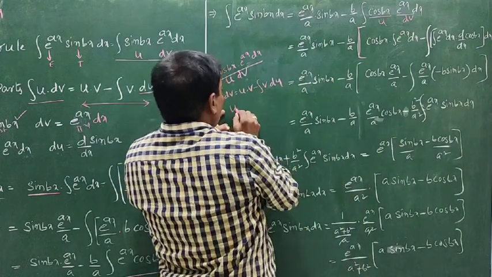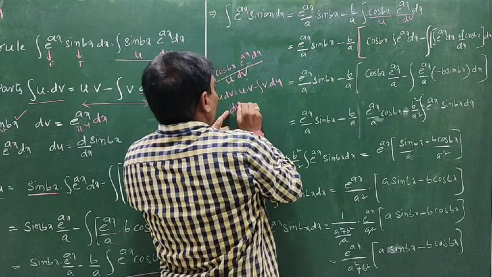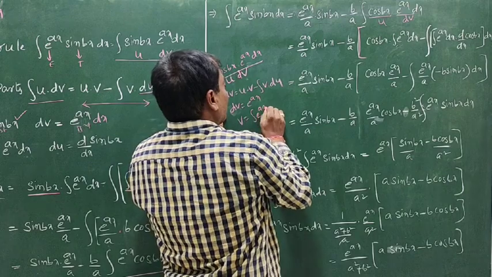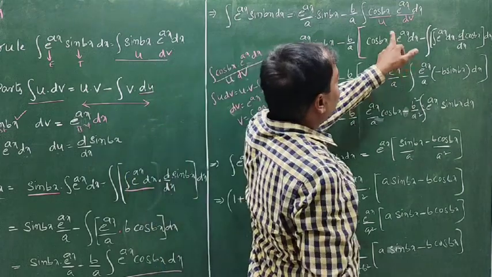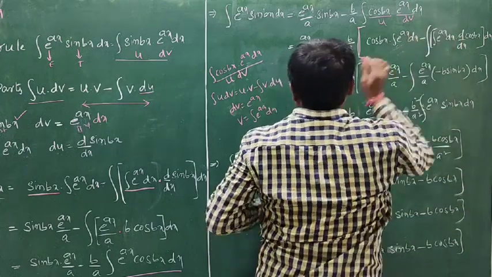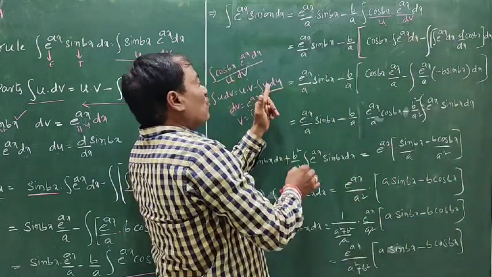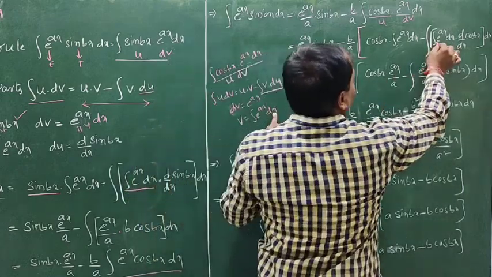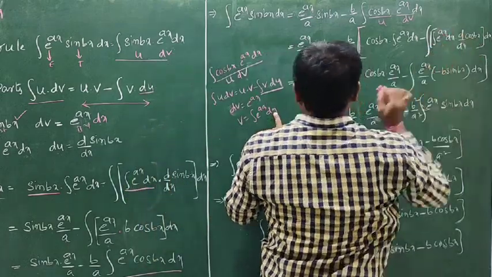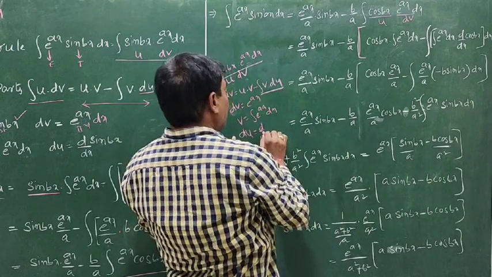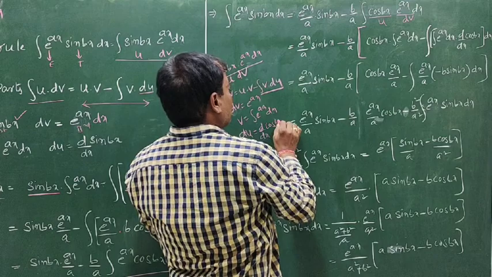So here dv equal to e power ax, therefore v equal to integral e power ax dx. That's why here we have written the integral of e power ax sin bx as u into v minus the integral of v du. What is v here? v is the integral of e power ax dx, and du means d by dx of cos bx, right?